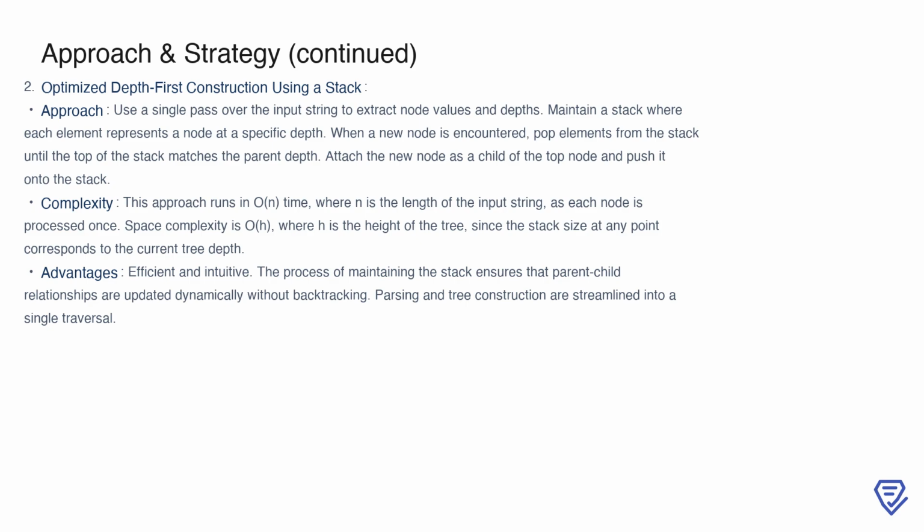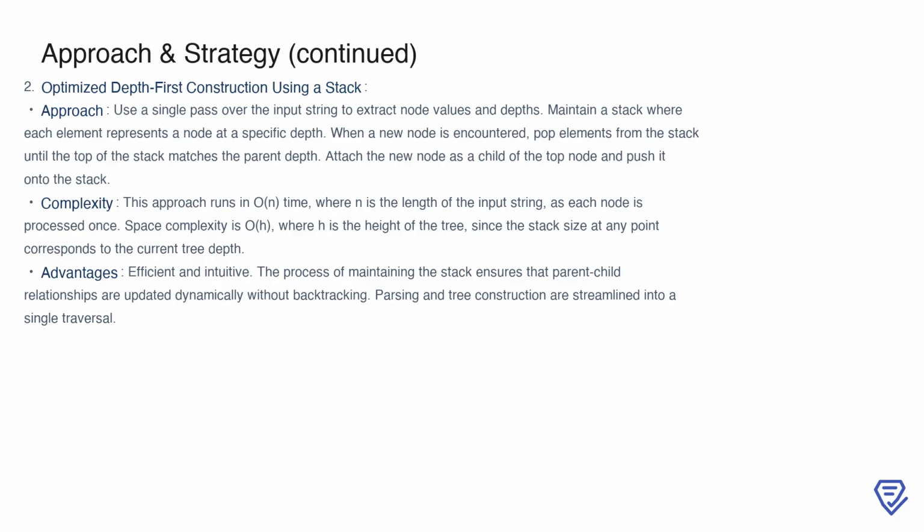Next, we considered an optimized approach that utilized depth-first construction with a stack. This method involved a single pass over the input string to extract node values and depths. A stack was used to represent nodes at their respective depths, allowing us to dynamically manage the tree structure. When encountering a new node, we would adjust the stack by popping elements until the top of the stack matched the parent depth. The new node was then attached as a child of the top node and pushed onto the stack. This approach was highly efficient, with a linear time complexity of n, as each node was processed exactly once.